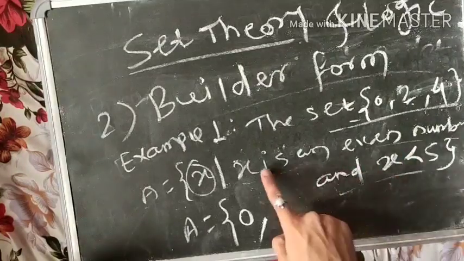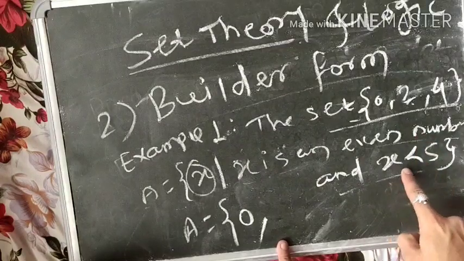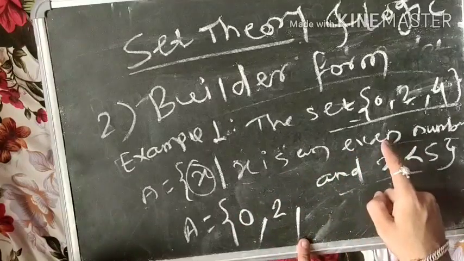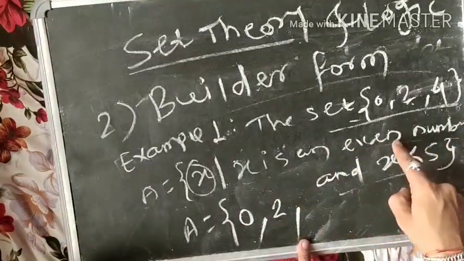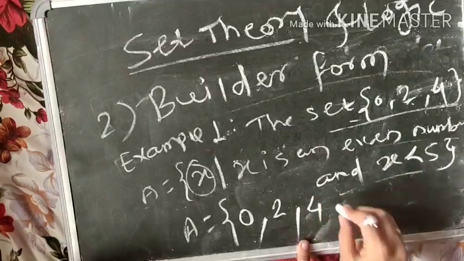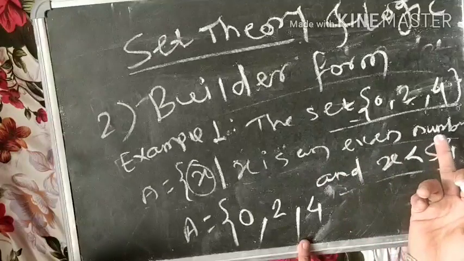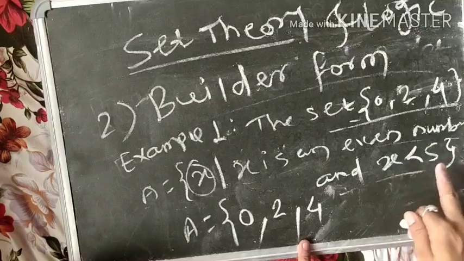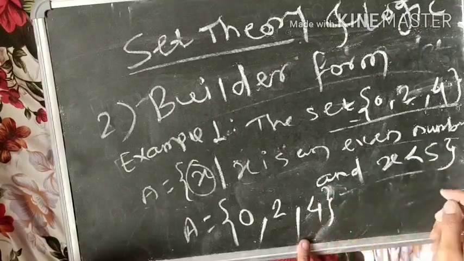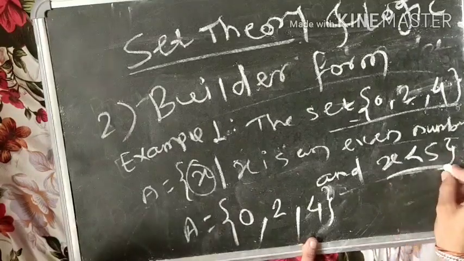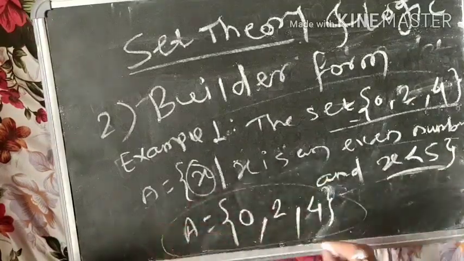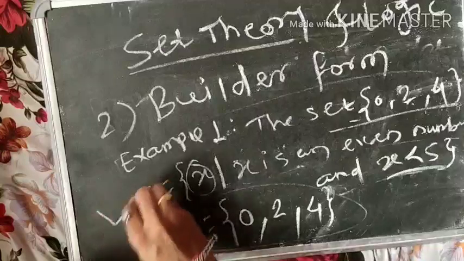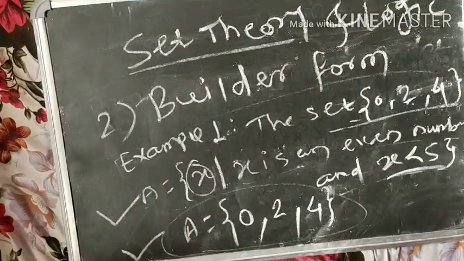Second, 2 is an even number and also less than 5, so here 2. Next, 3 is an odd number, not even. Next, 4 is an even number and less than 5, so write down 4. Next, 5 is an odd number. Next, 6 is an even number but greater than 5, so it does not satisfy the second condition. So set A contains a total of 3 elements which satisfy both conditions. This is the builder form, and the other is the tabular form representation of a set.